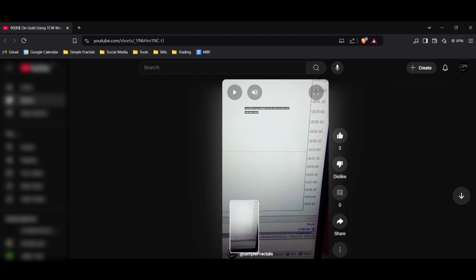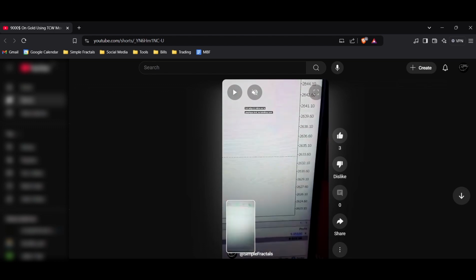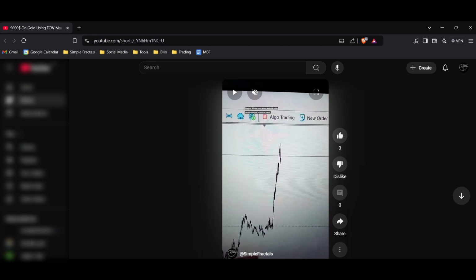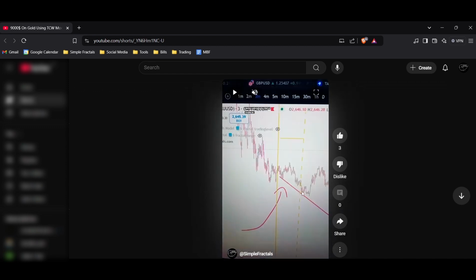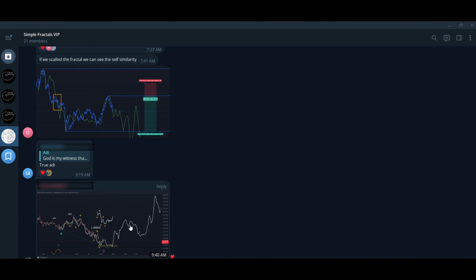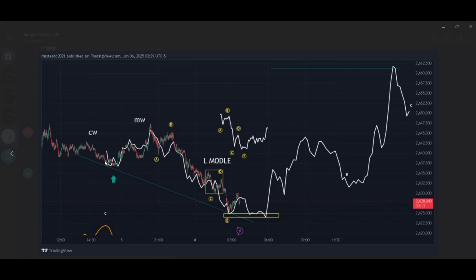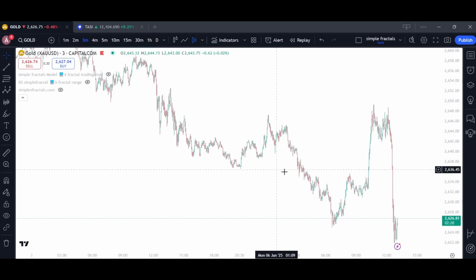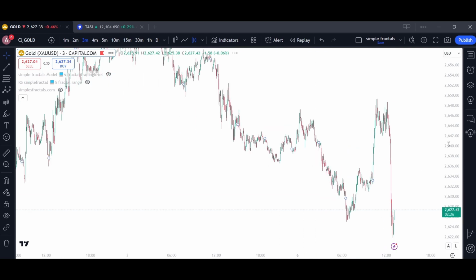We have right here the live execution of this trade, zero drawdown, of course on a live account, and we have already made $9,000 on this trade. Also, one of our students in the VIP group located this fractal on the live chart before the execution, and it plays very nicely. So let's go to the chart and try to understand how we execute this one.